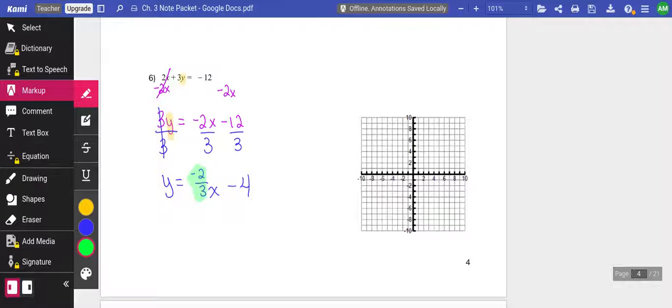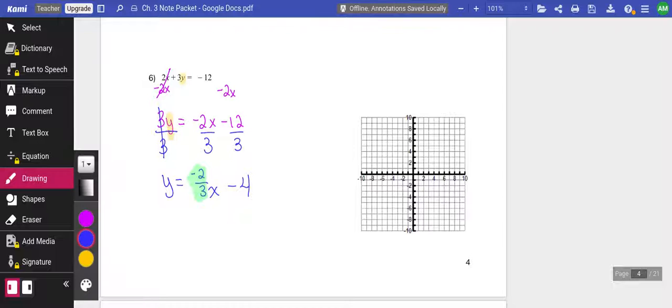Now you might be asking me, why do we leave this as negative 2/3 instead of dividing it in my calculator? If I divide that in my calculator, I get negative 0.6 repeating. That is not useful to me when I go to graph. But you know what is useful to me? Is if this is a fraction. Because now, when I go to write my m, it's already as a fraction, and it's easy for me to determine my rise and my run.